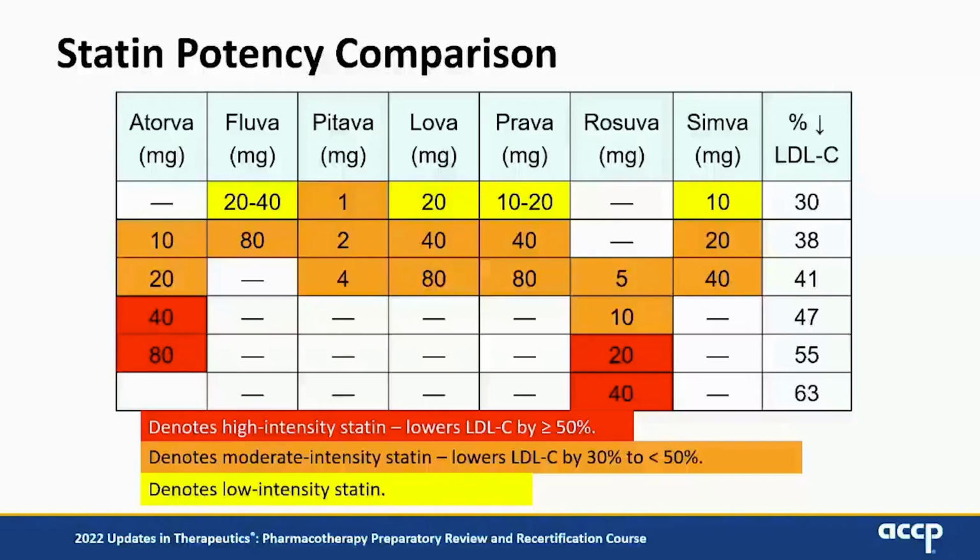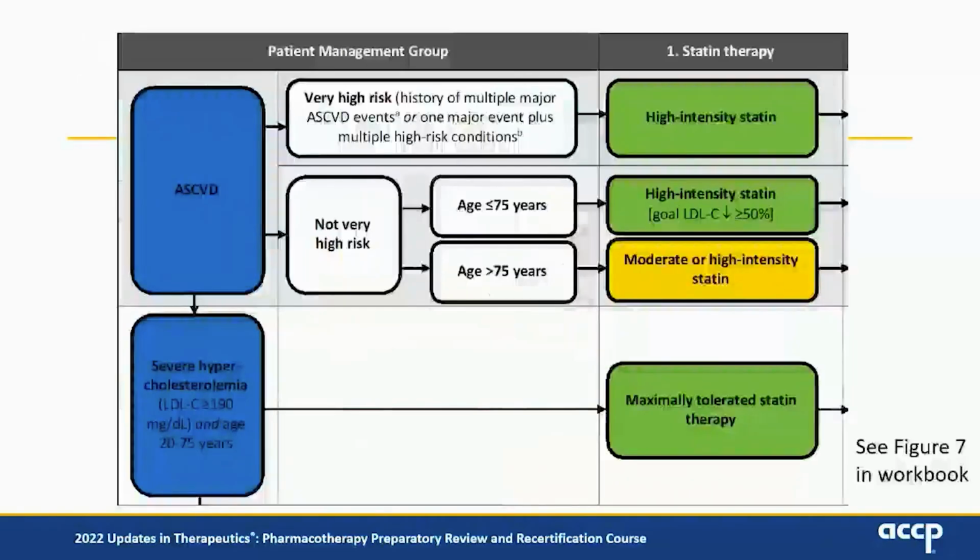You're going to want to memorize which drugs and doses are each. I think it's easiest to memorize high intensity statins: atorvastatin 40 and 80, rosuvastatin 20 and 40, and then maybe memorizing your low intensities and knowing everything else is somewhere in between. Although our guidelines never recommend a low intensity statin. They recommend moderate or high in different situations.